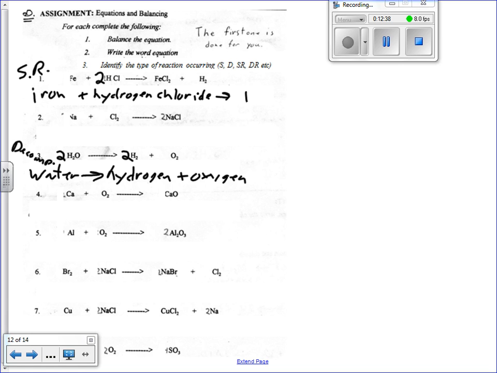Okay, gives me, now which iron is this? Yeah, it's 2 plus. How do we know that? Well, chlorine is minus 1. Okay, that means there's a total of 2 negative charges, so iron has to be plus 2. So this is iron(II) chloride, okay, plus hydrogen. Okay, making sense? All right, so that's what we're going to do.